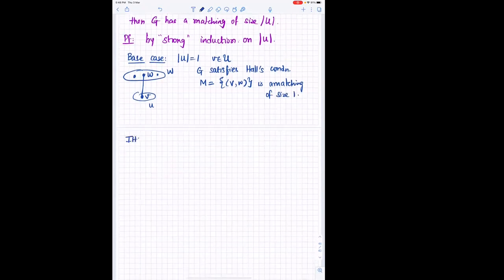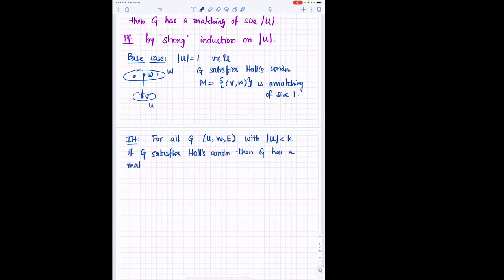Now for the inductive hypothesis, we have to assume that it is true for all values below a certain number. Okay? So let's just look at the graph G. We are going to say that for all graphs G = (U, W, E), with the cardinality of U less than K, if G satisfies Hall's condition, then G has a matching of size |U|. Is the inductive hypothesis clear?